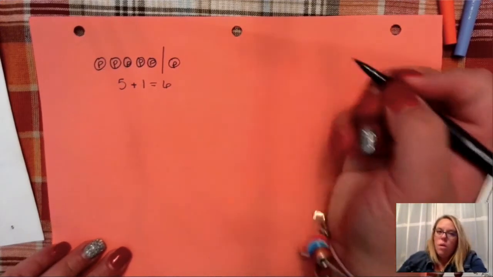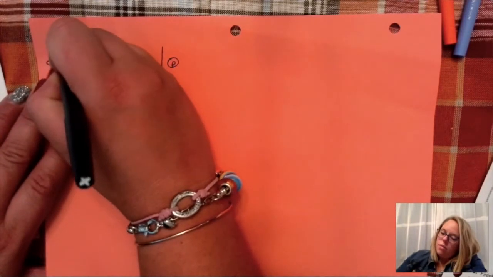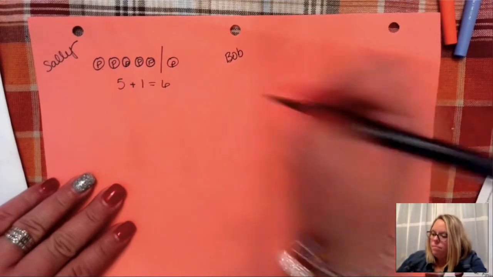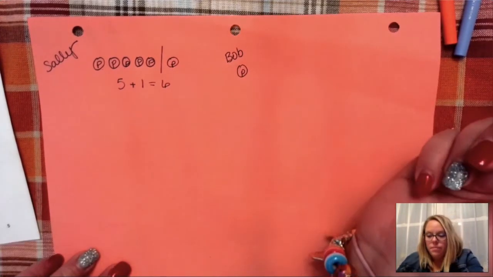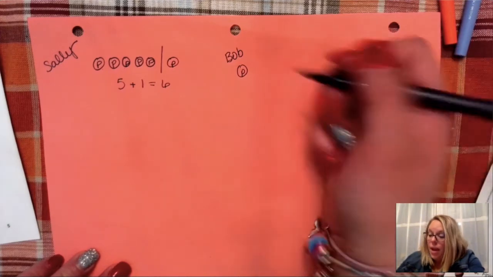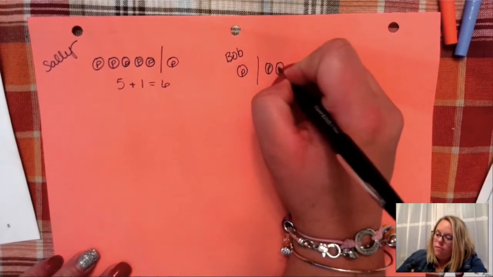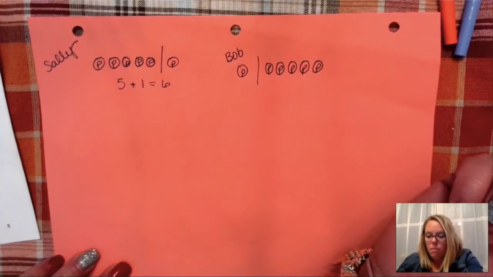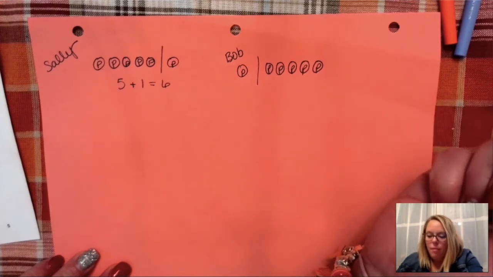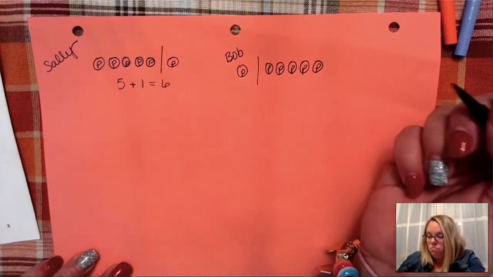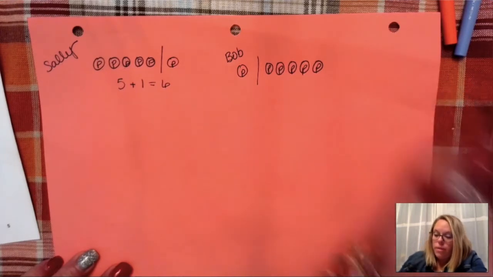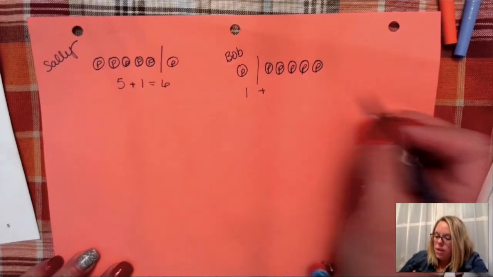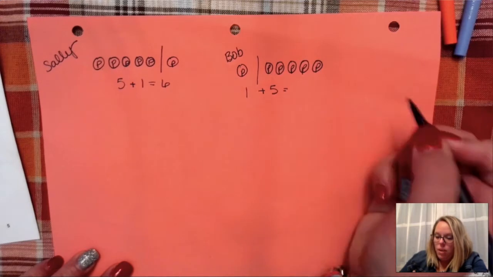Now, let's say that I gave those to Sally. Now, I'm going to give Bob 1 penny to start. And now, I'm going to give him 5 more pennies. How many pennies does Bob have now? What are we going to do to show this? How many did he start with? 1. How many more did he get? 5. For how many total?